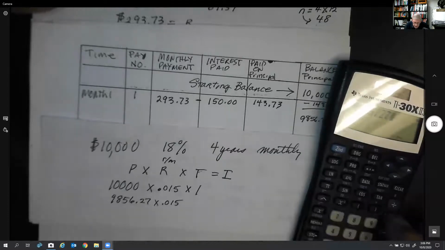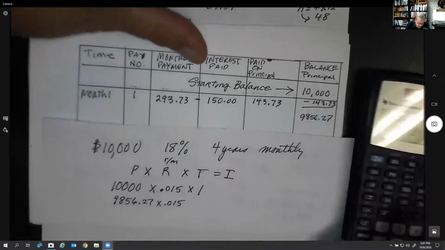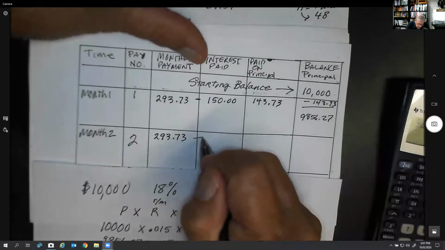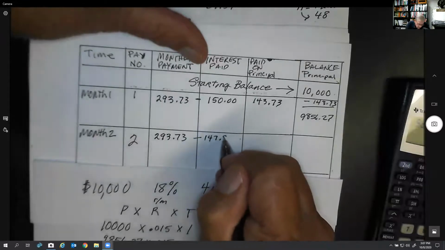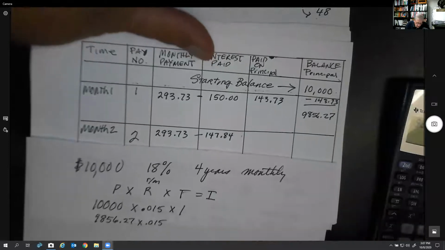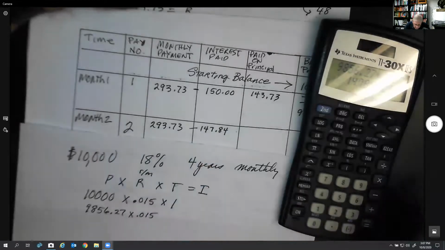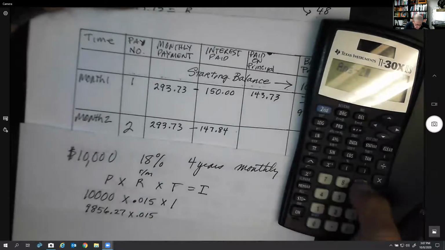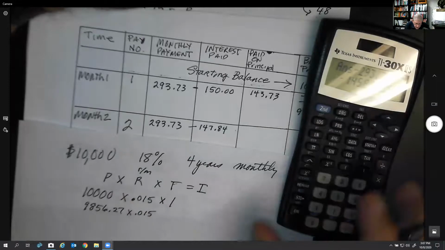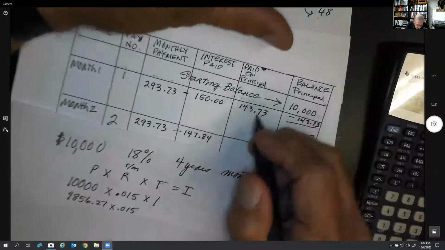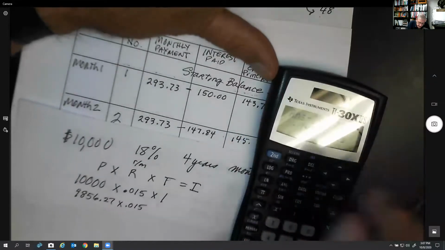9856.27 times 0.015 is about $147. So we want to take away this time, not 150 each time, but this number changes all the time, rounded to the nearest penny. So our new balance is going to be those two things. We're going to subtract them. So when you do that, don't ignore that negative sign. This is what your balance is going to be, 145.8886, rounded.